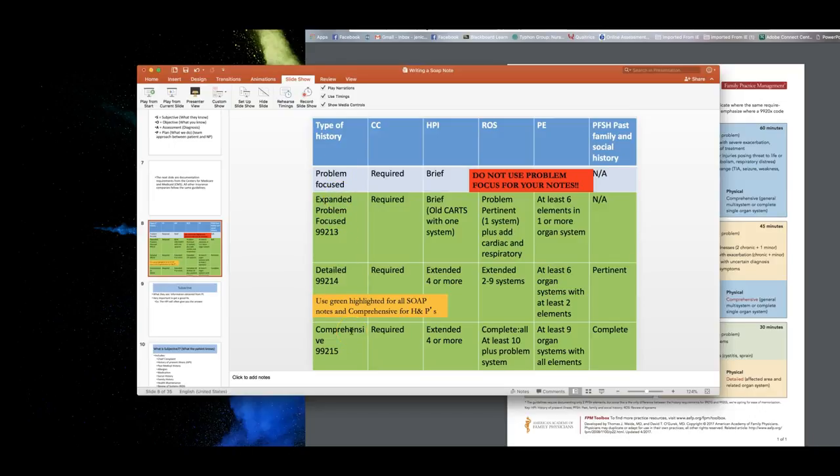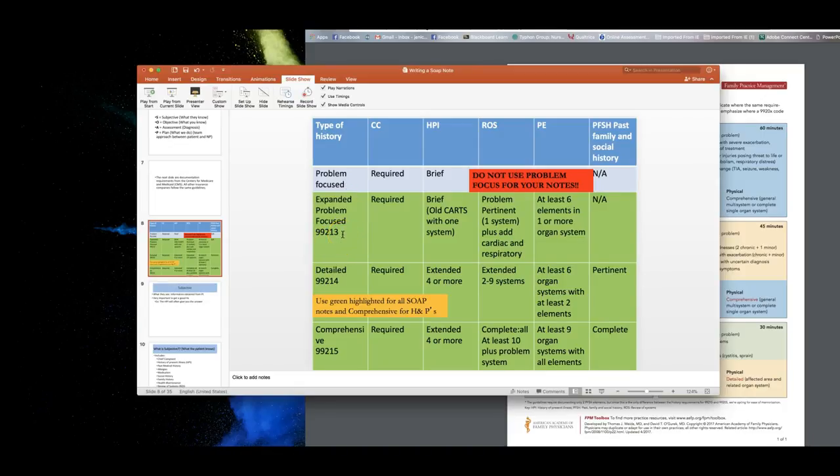Say you'll see on your schedule runny nose, then I'm assuming it's probably going to be an expanded problem focused visit. When you see these numbers, these are the coding numbers that are used for reimbursement. So problem focused would be a 99212 for a follow-up visit.